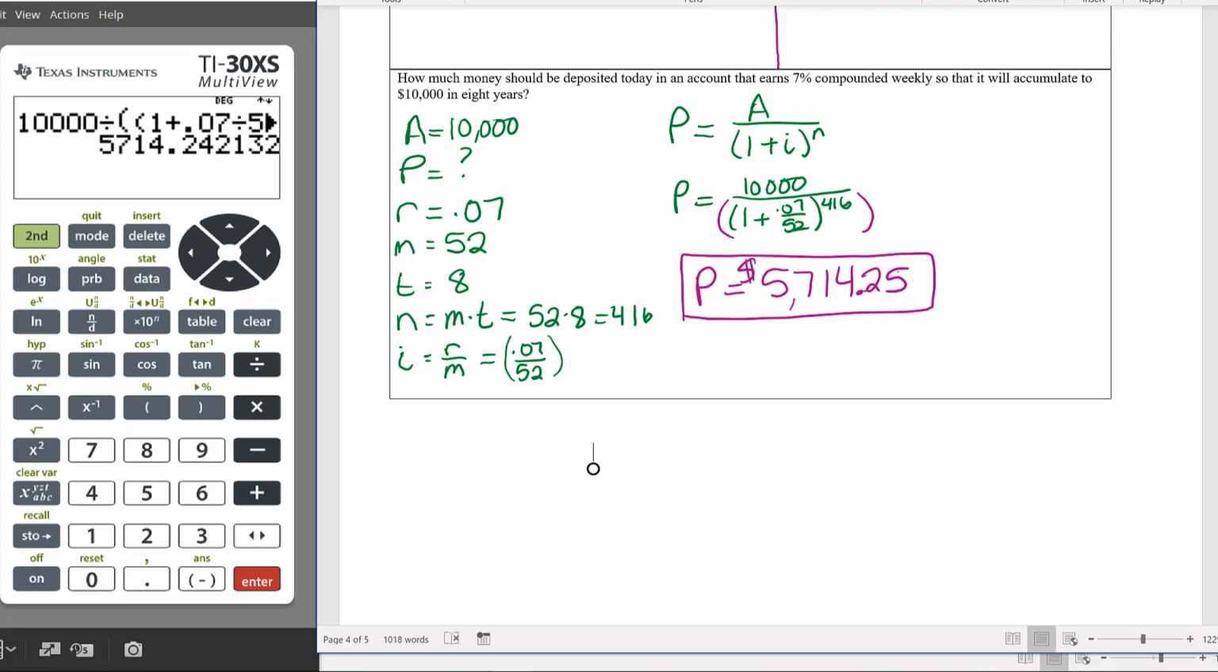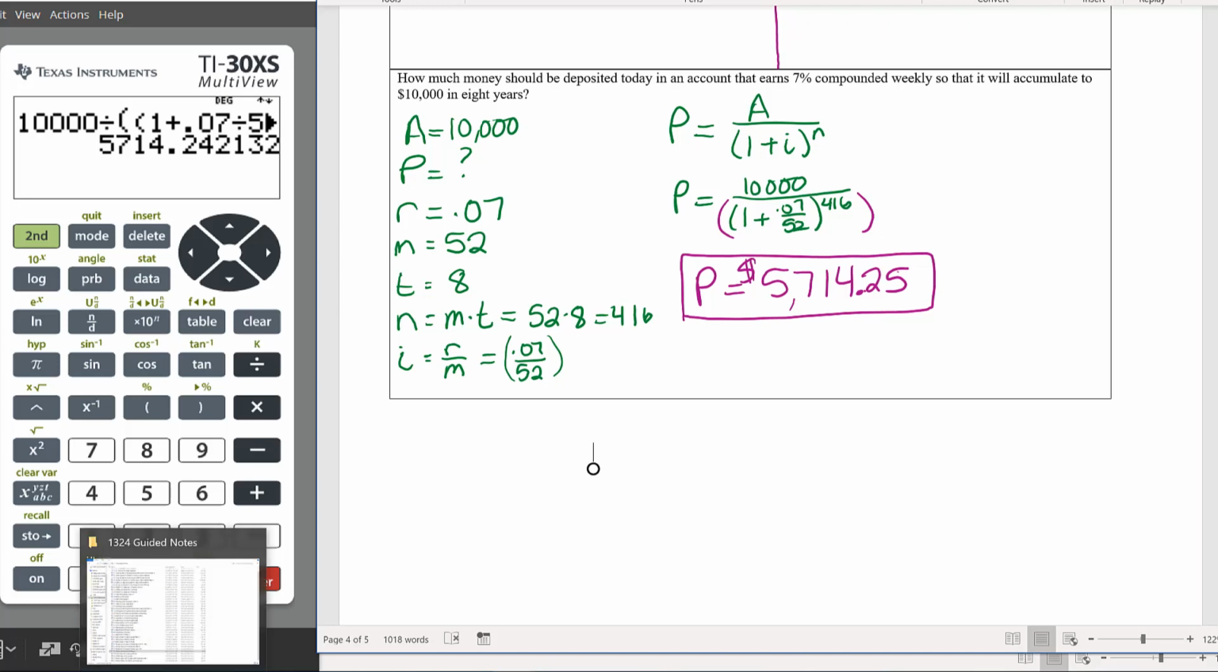So let's interpret what this means. If in 8 years I need to have $10,000, so let's say you know that there's an expense coming up, if you deposit $5,714.25 today, in 8 years you're going to have the $10,000 you need, if you have the 7% interest rate that the bank's going to give you and if they are compounding weekly for the next 8 years. So if you can get that set up, then that's how much you're going to need in your account. So that would be our example for solving for present value.